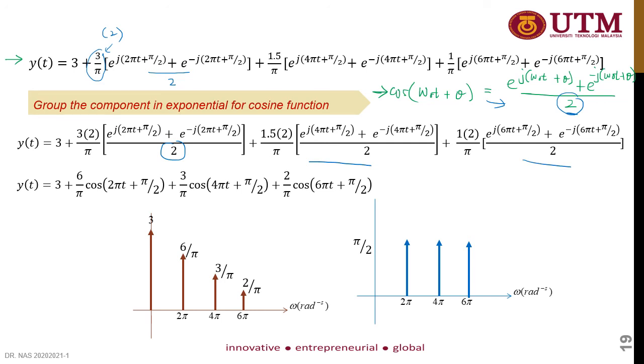So the equation is already in cosine shape, but still in exponential form. Now you convert everything into cosine function. This is already in cosine function. This is the second component, and this is the third component, with 6 over pi, whatever is inside the bracket. So you already have the trigonometric equation.